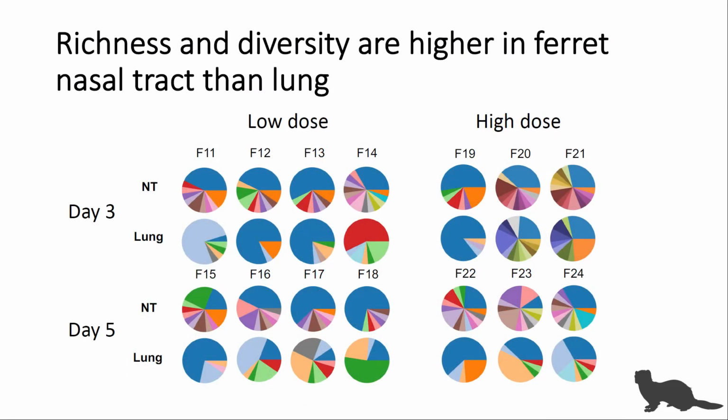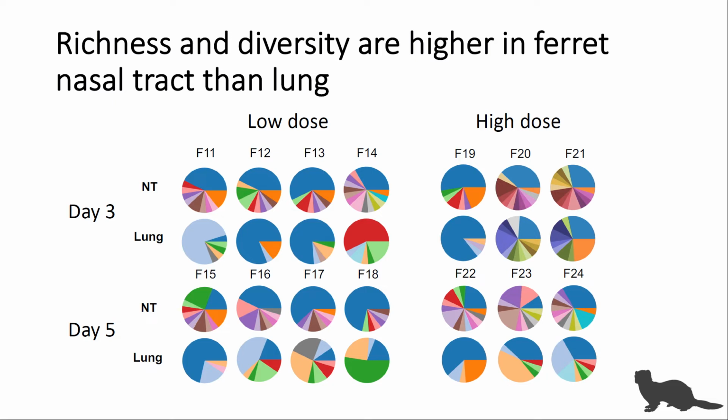So moving now back to the genetic analyses. Here we're using the pie charts to show the frequency of different genotypes detected in the different samples. Right? And what we have here is a nasal turbinate on the top row, and then right underneath it is the lung from the same animal. So ferret 11 here, nasal turbinate and lung are shown. We have the day 3 animals on top and the day 5 animals on the bottom.